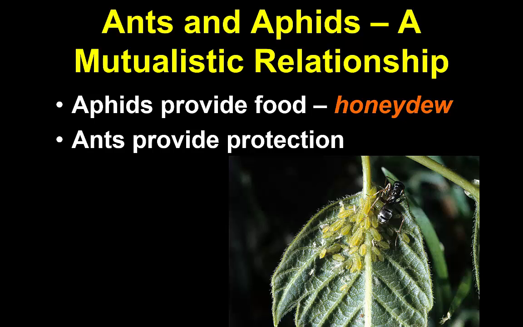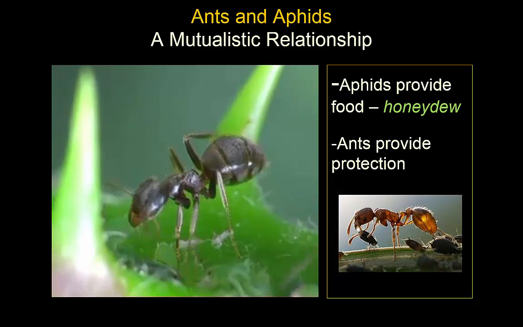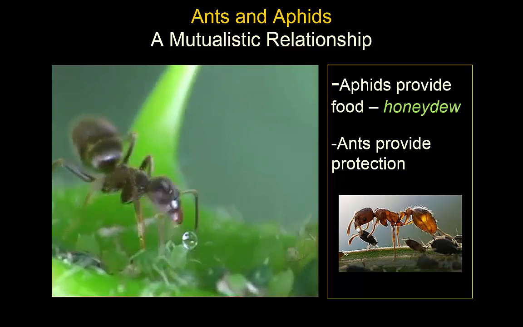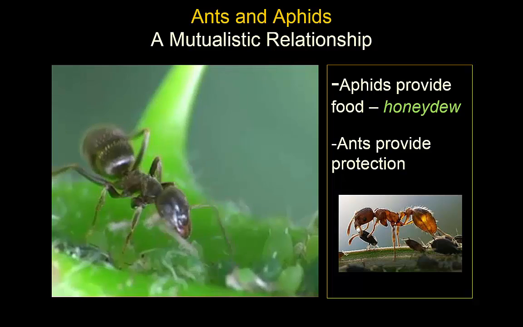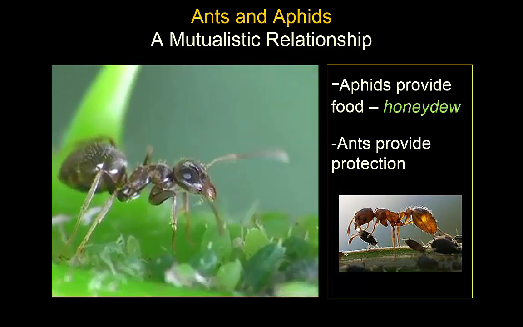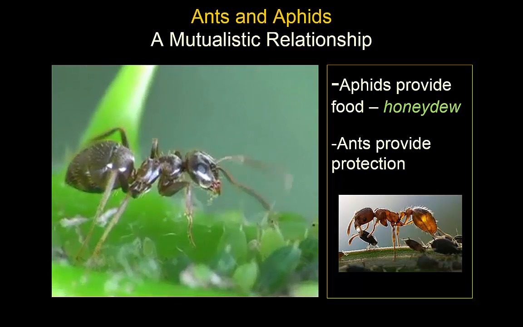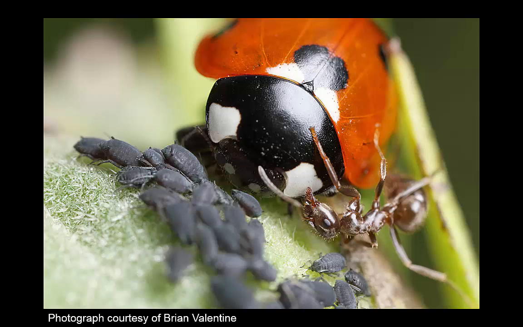source of honeydew. So say an aphid was feeding on a plant, you might see ants tending it, in this case, collecting the excreted material as it's produced, the little droplets of honeydew, and then this would be returned to the colony of the ants. In return, the ants would provide protection against some kind of potential predator. In this case, an ant trying to drive off a lady beetle that is trying to feed on the aphids.